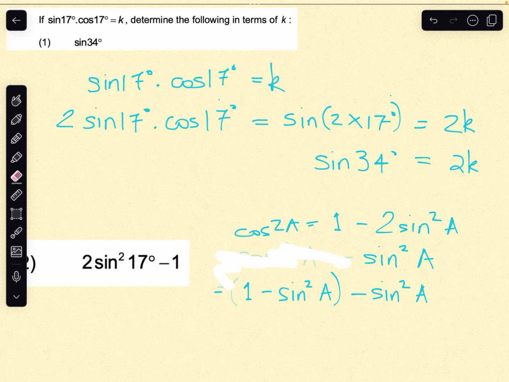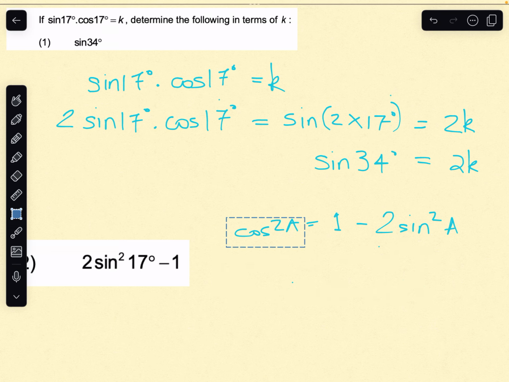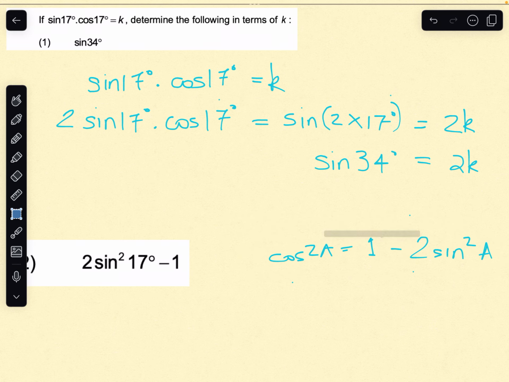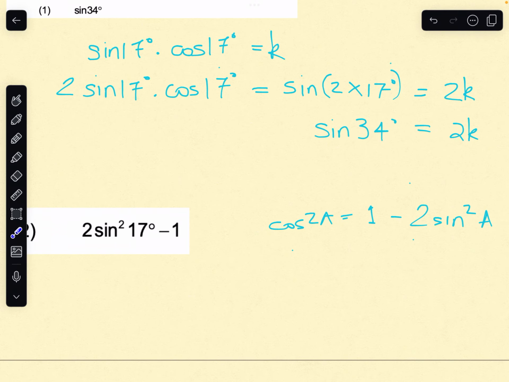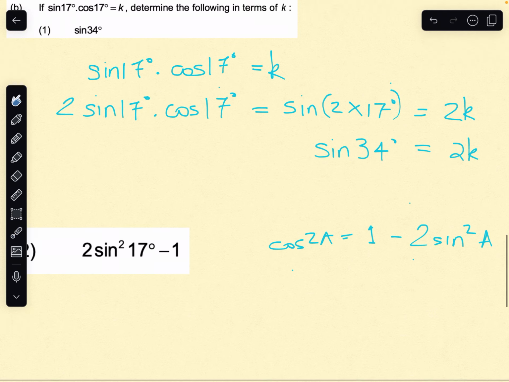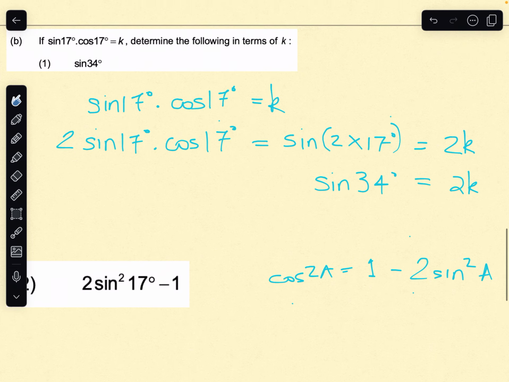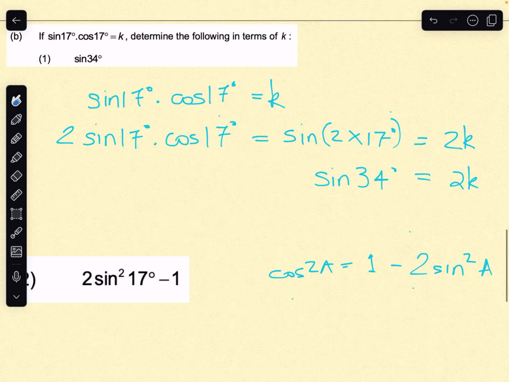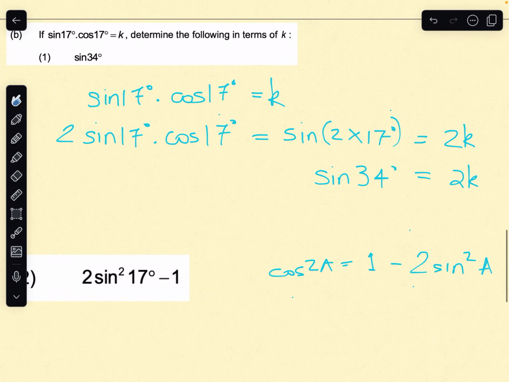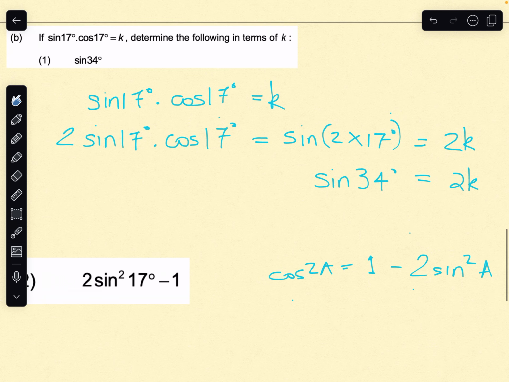Of course, this is also given to you in the formula sheet, but like I said, it doesn't hurt to memorize some formulas. Anyway, this looks like that, except they're swapped around. So it's giving negative cos 2a is equal to this. How will I get cos 34? How will I get to cos of 34 from here?